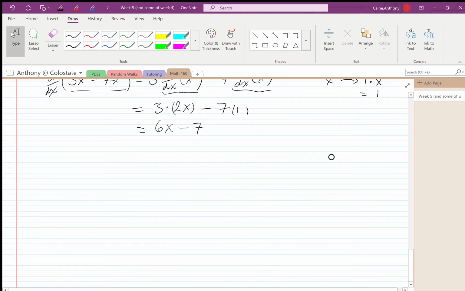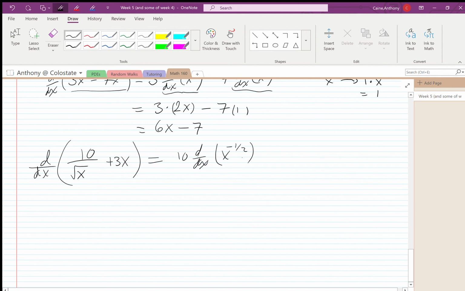And I could just combine everything we just did. I could have the square root of x. Let's do 1 over the square root of x plus, let's say, oh, here, we'll do 10 over, yeah, we'll do something like this. Okay, so now we want to take the derivative of this beast. Well, we only have the power rule and the sum rule, so I had better write this using powers. So I have 10 times the derivative of x, so the square root of x on bottom is x to the negative 1/2, plus 3 times the derivative of x.